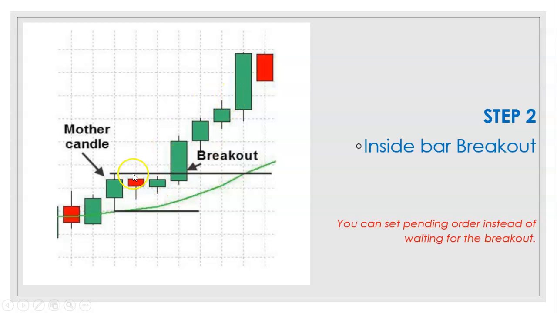Okay, so here is what we are going to expect. We're going to expect it to break out here. So if you had entered your buy here, you would have been able to catch this run. So how do you do this? Instead of waiting for this to break out, you can actually put your pending order just slightly above this high. Just give it a little allowance, and place it just slightly above this line.